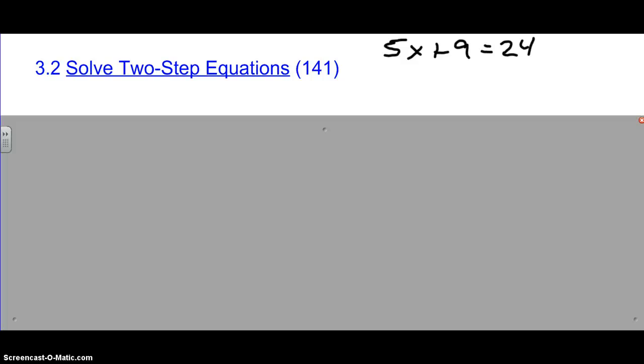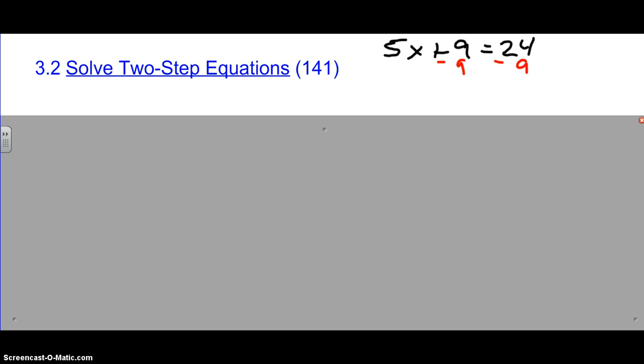Okay, Algebra 1, we have a short section today, 3.2, solve two-step equations. So here is an equation that has two different things going on, and we need to isolate x. So jot it down, and what would be your first step in isolating x? Good, you're saying subtract 9, right? So when we subtract 9 from both sides of this equation, we're using the subtraction property of equality, right?